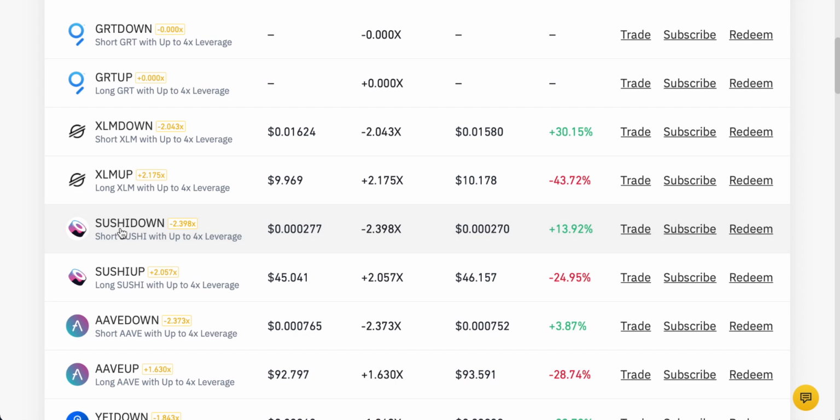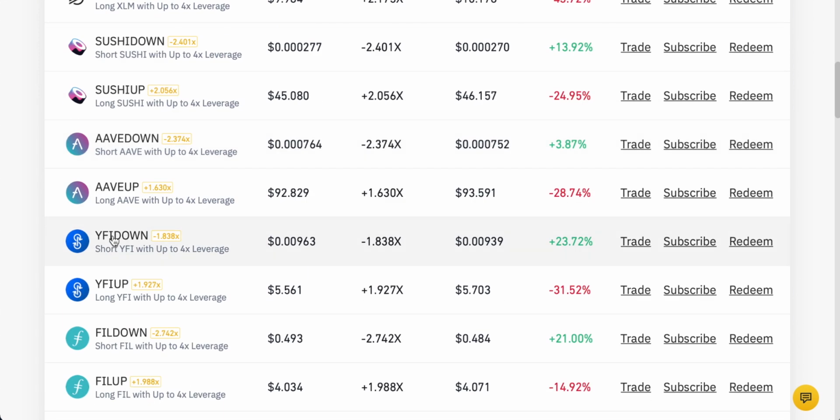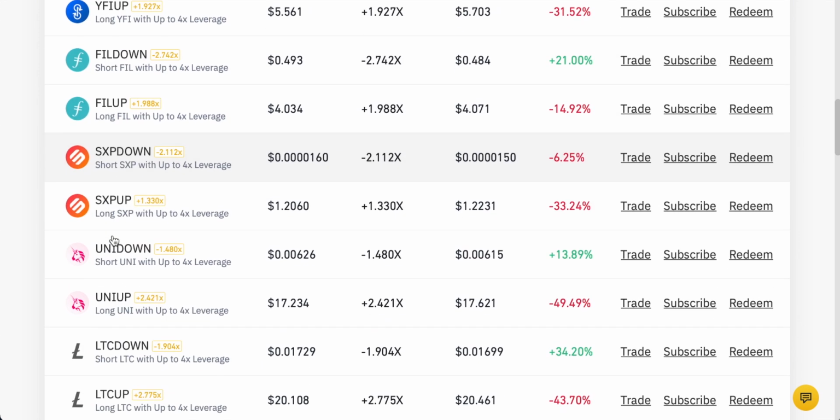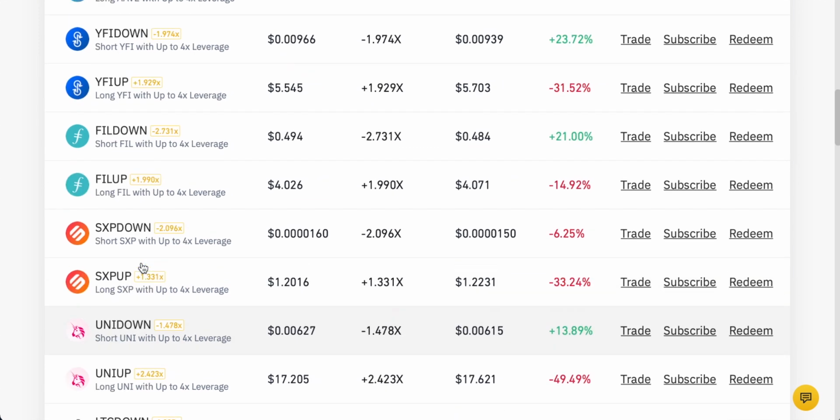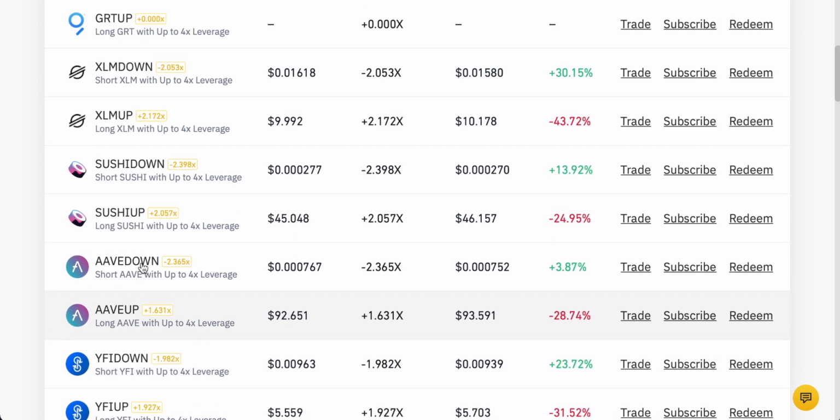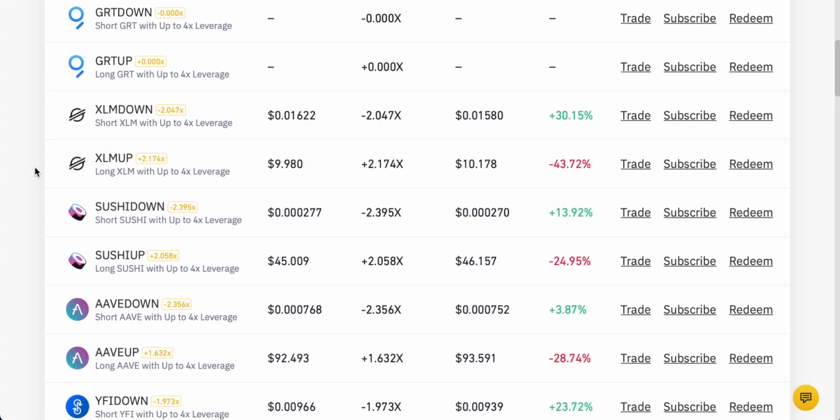So this will be a sushi-based token. You see Aave here. You also have a lot of other tokens as well, including Uniswap. The prices of these products will move in line with the prices of the underlying tokens that they are tracking.